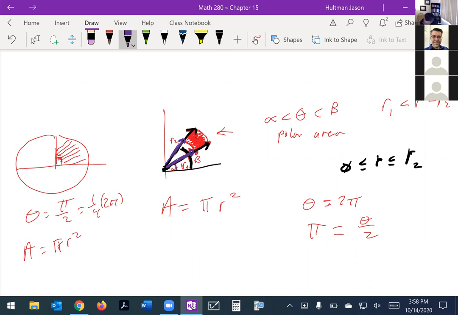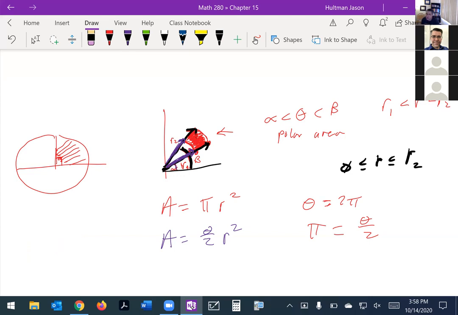Okay, anyway, going back to how we rewrite this area formula in terms of theta. Well, it's just theta over 2 r squared. You can convince yourself of that by saying theta is a fractional amount of 2 pi in radians. That's all it is. Okay, so here's my area.